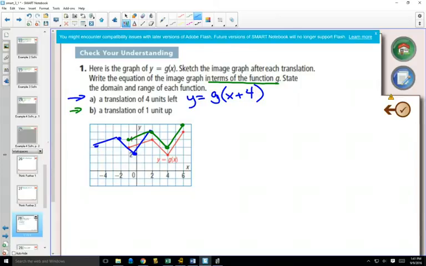What's happened with the green one? We've taken our graph and moved it up 1. So our original graph is there, and it happens outside of our function that we would go plus 1.